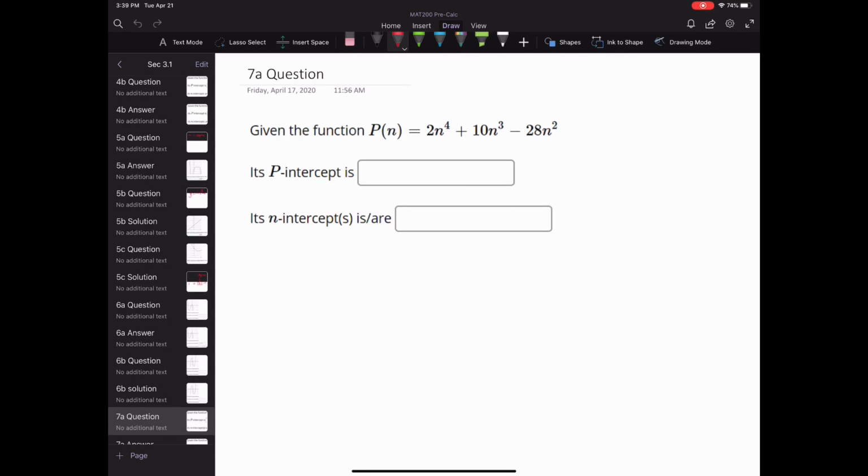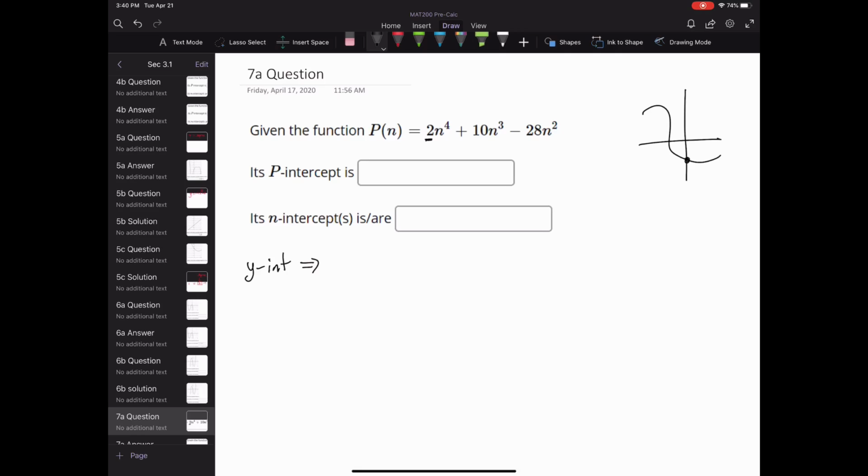Given the function, its p-intercept is... didn't we do a question like this? Oh, I see. This time the value isn't 1, so it's not as nice. Okay, well, thankfully I can see everything. The p-intercept, remember, is just the y-intercept. The y-intercept in any graph occurs when the x value is 0. I'm going to call it a y-intercept, but you have to know that y and p are really the same thing.